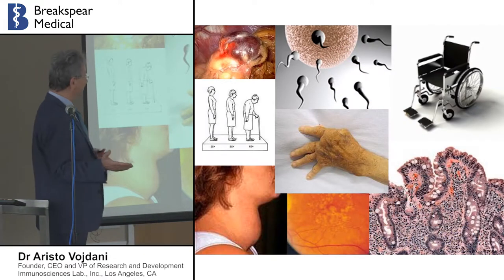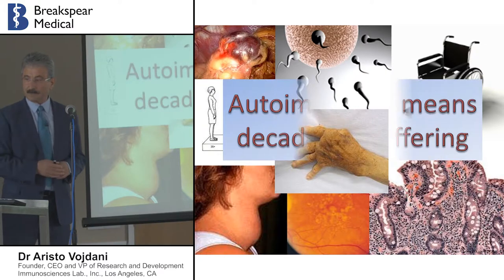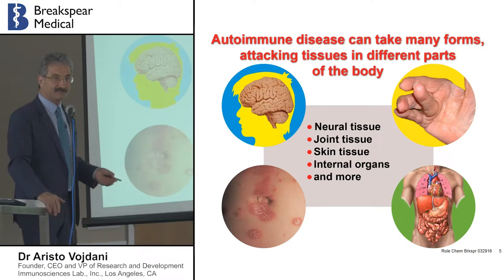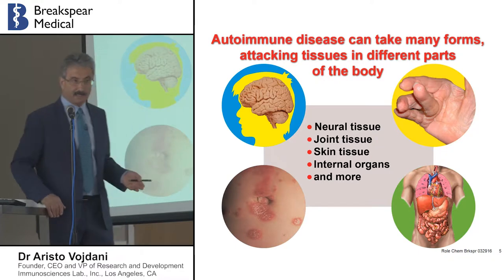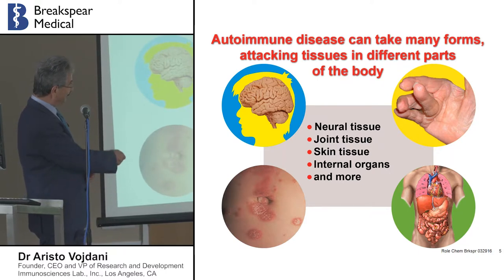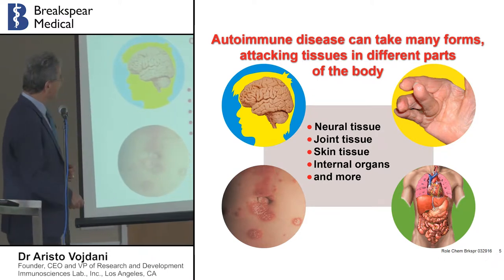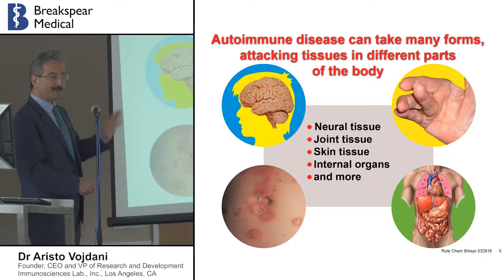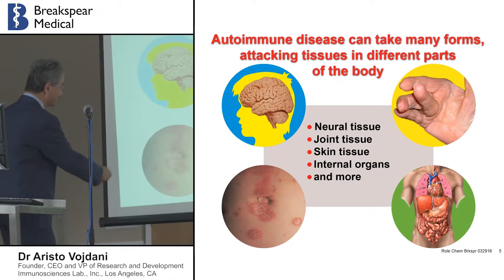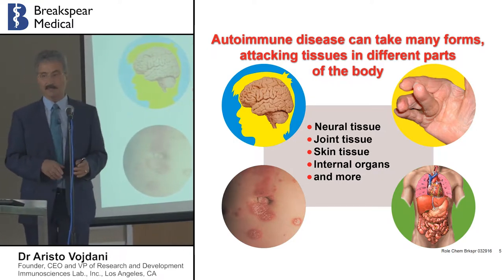So many autoimmune diseases, as was mentioned earlier, involve many years, or decades, of suffering, and we got several examples of that. My own mother suffered from rheumatoid arthritis for many, many years. She suffered more than 45 years from rheumatoid arthritis, and this is her hand. From age 40 all the way to 87, she suffered from this disorder. So autoimmunity can attack every single part of our body: the joints, the brain, the internal organs, and the skin. Every single part of our body could be the target of autoimmune disease.